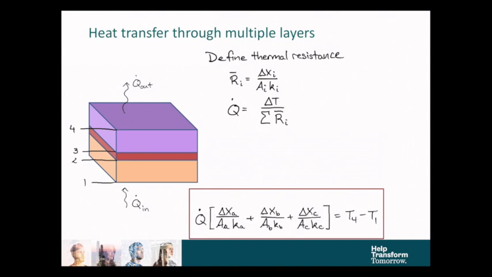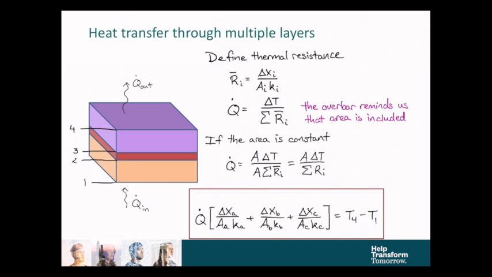So that's a very handy definition for solving any kind of multi-layer problem. Again, that overbar in the resistance means that the area is included in the resistance terms. That's important to note because sometimes the area is constant, like in the schematic I'm showing here. And so when the area is constant, you can actually multiply both the top and the bottom of the equation by the area. And when you multiply the sum of thermal resistances by the area, it cancels with each of the terms in the thermal resistance.